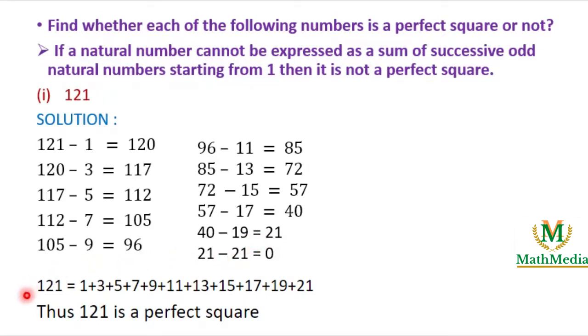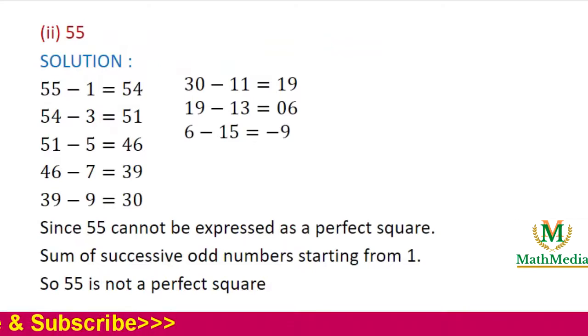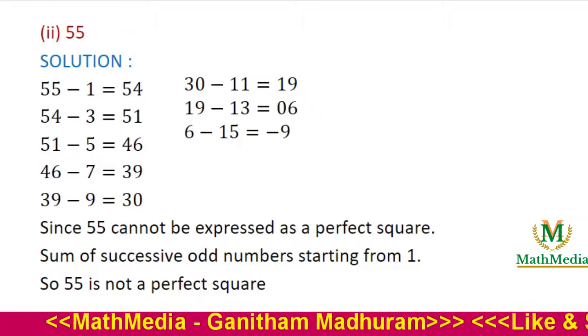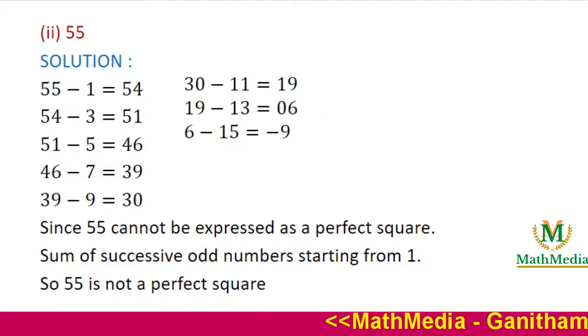Hence the given number 121 can be expressed as a sum of continuous odd numbers starting from 1. You can see that 121 can be expressed as 1 plus 3 plus 5 plus 7 plus 9 plus 11 plus 13 plus 15 plus 17 plus 19 plus 21. Next, we check whether the number 55 is a perfect square or not.